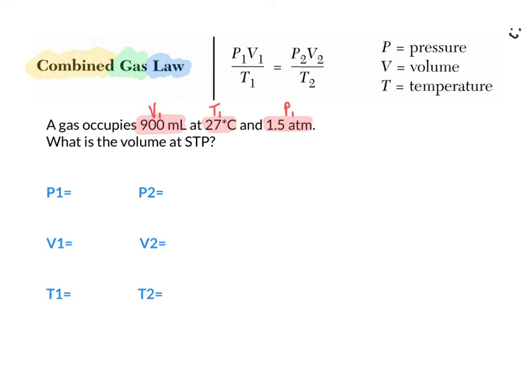Before we go too far, I like always converting my Celsius temperature to kelvins as soon as I see it. And so 27 plus 273 is going to be 300 kelvins. Perfect. Now, what happened to this gas? What's going to be the final conditions? What is the volume at STP?